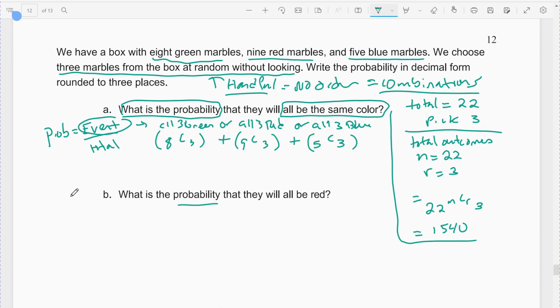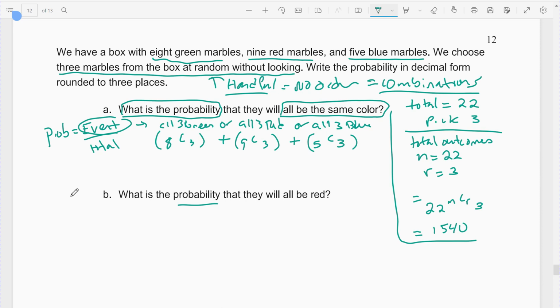I either get all green, picking 3 green out of 8, or, so we add because we're using the word or, all 3 are red. I pick 3 from the red, there are 9 reds, so 3 from 9, or all blue. There are 5 blues, so out of the 5 blues, I'm picking 3. That's my event.